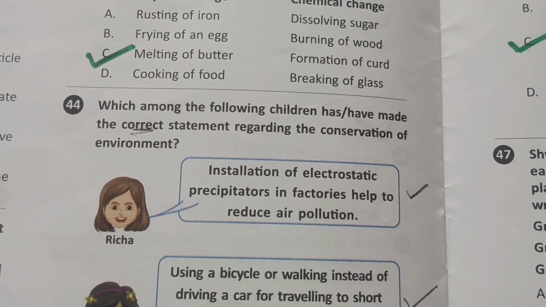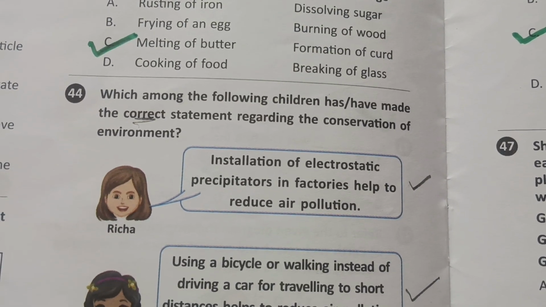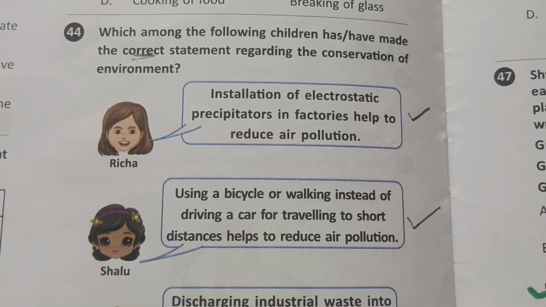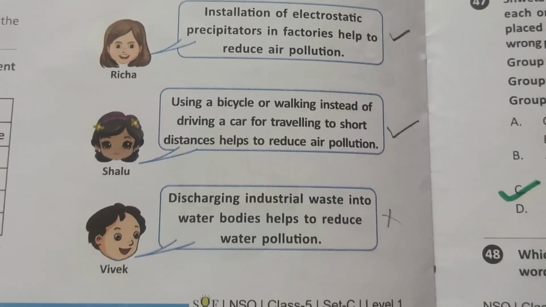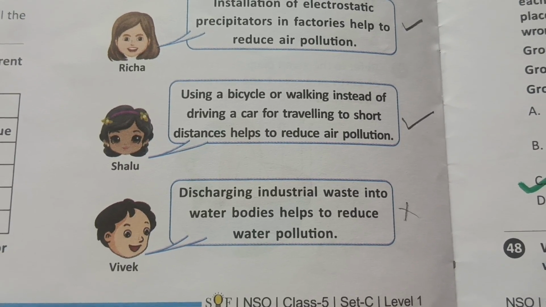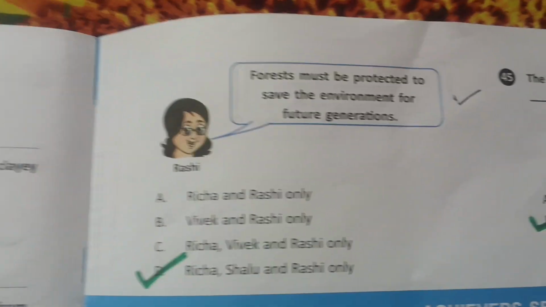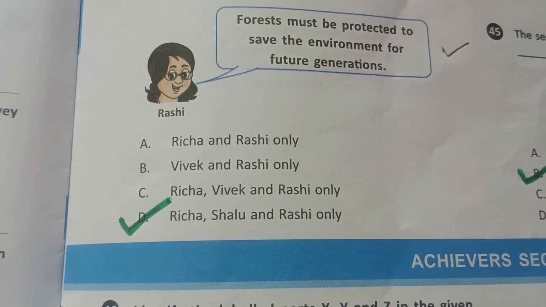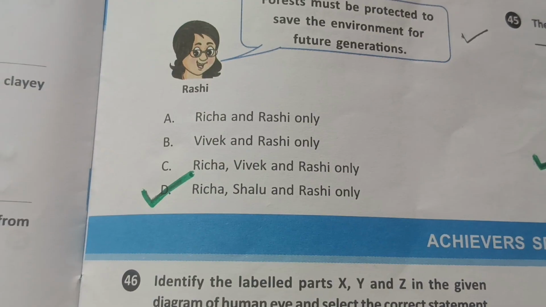Which among the following children made correct statement? Richa: Installation of electrostatic precipitators in the factories helps to reduce the air pollution. Yes. Shalu: Bicycle or walking instead of driving car for traveling a short distance helps to reduce air pollution. Yes. Discharging industrial waste into water bodies helps to reduce the water pollution. No. And forests must be protected to save the environment for future generation. Yes. So Richa, Shalu and Rashi make the correct statement. Option D.